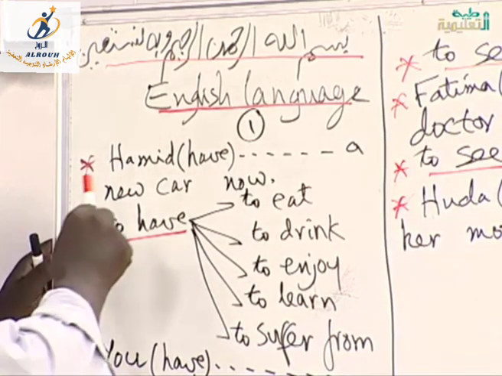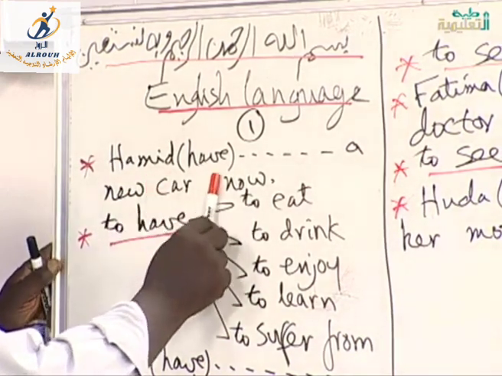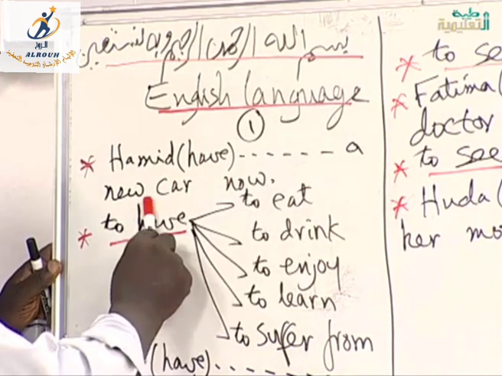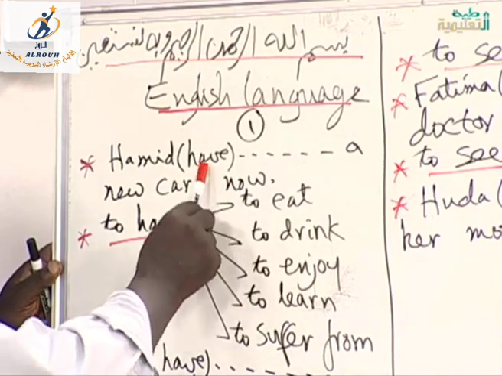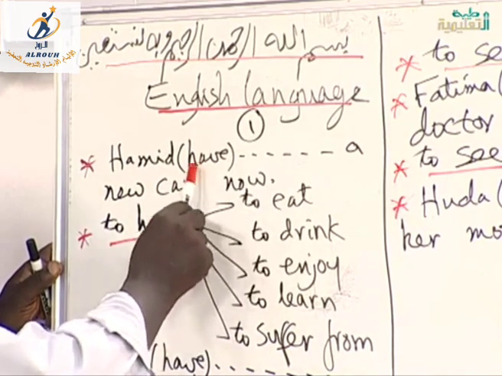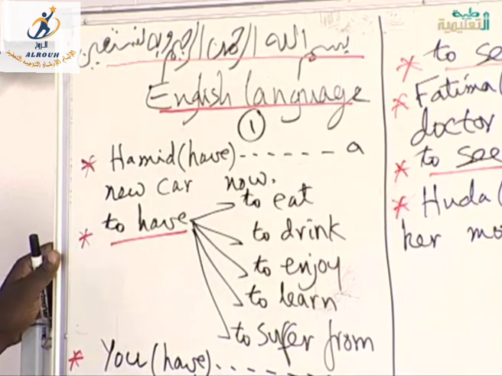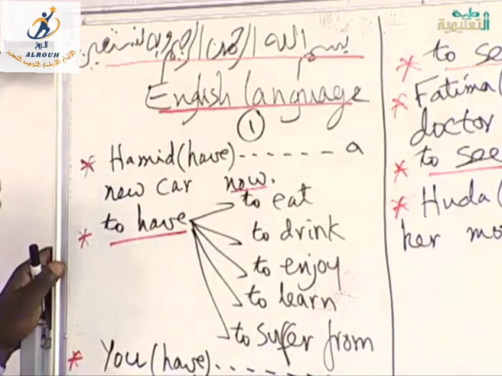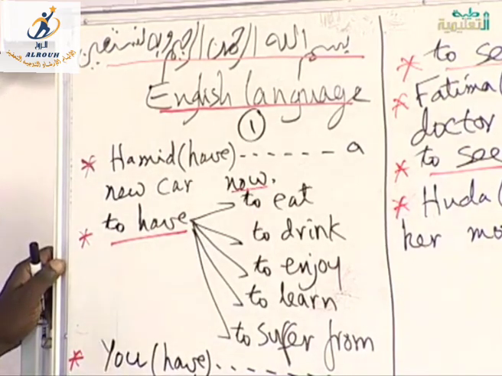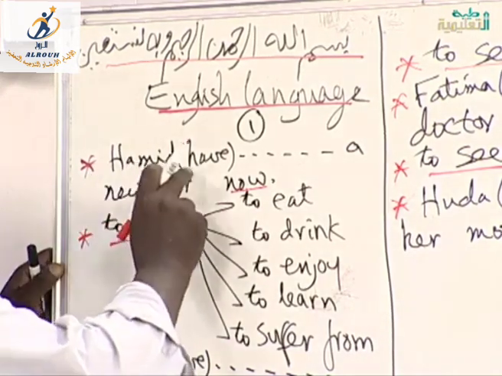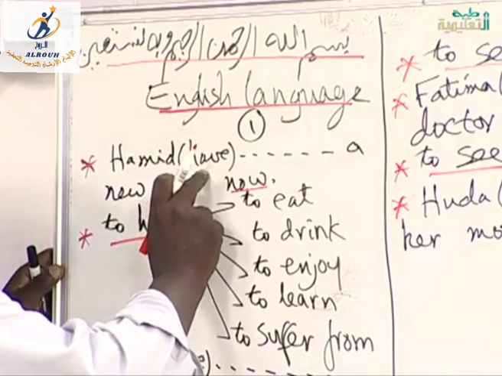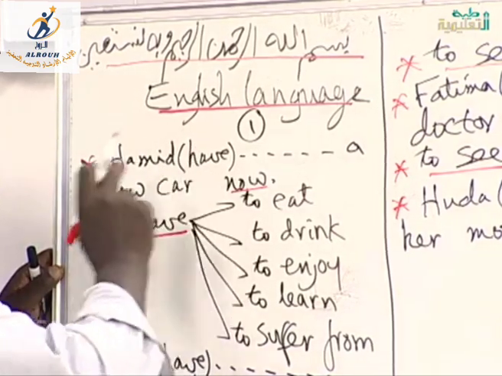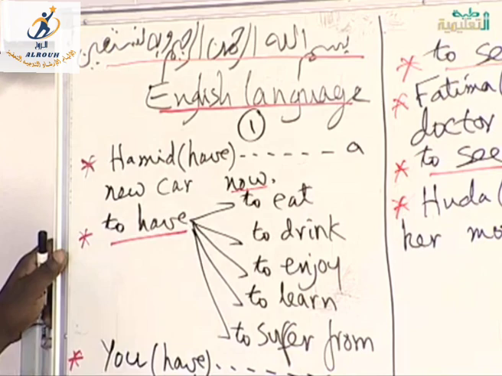We have this example: Hamid have dots a new car. Have here means possess, own. In Arabic you say يمتلك. The indicator that we have here, yes, it is for the present continuous tense, but the verb have here means own, possess, يمتلك. We cannot use it in the present continuous. We use it in the present simple instead.